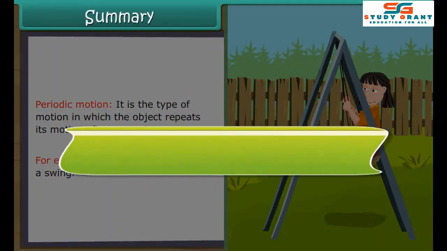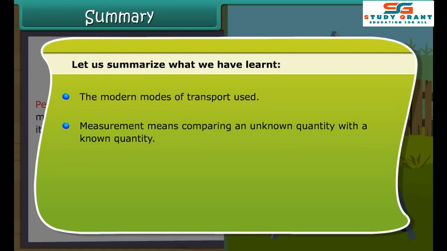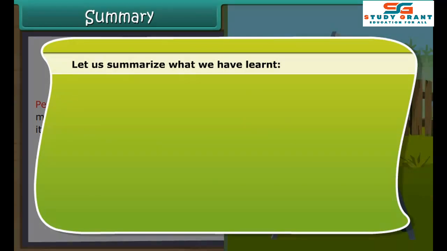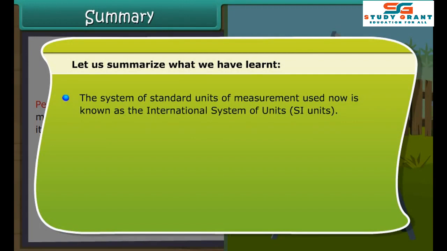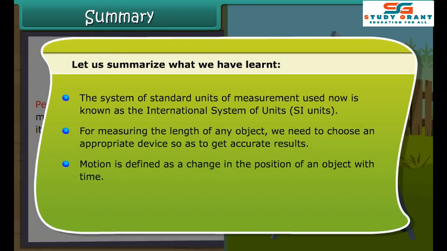Summary. Let us summarize what we have learnt. The modern modes of transport used. Measurement means comparing an unknown quantity with a known quantity. The known fixed quantity is called a unit. In the early days, units of measurements included the length of a foot, the width of a hand, and the distance of a step. The system of standard units of measurement used now is known as the International System of Units, or SI units. For measuring the length of any object, we need to choose an appropriate device so as to get accurate results. Motion is defined as a change in the position of an object with time.